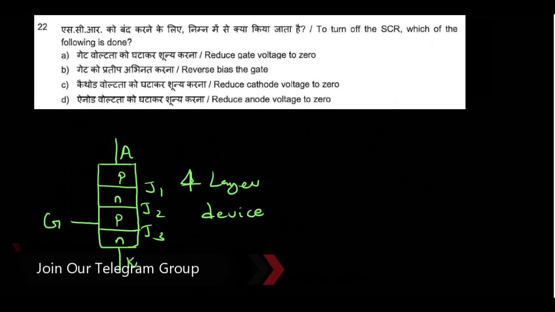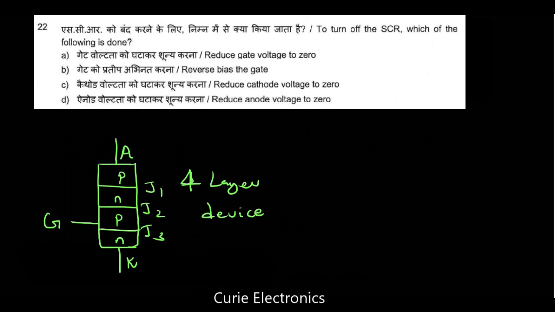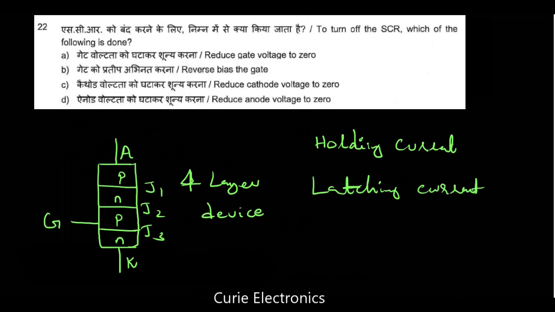Now quickly I'll tell you 2 currents also. That is the holding current. Next one is the latching current. And this holding current comes into the picture when turning off the SCR. So below the holding current value, the SCR will be off, and above the latching current, the SCR is going to be on. This basic you should know. Now let's quickly see the question.